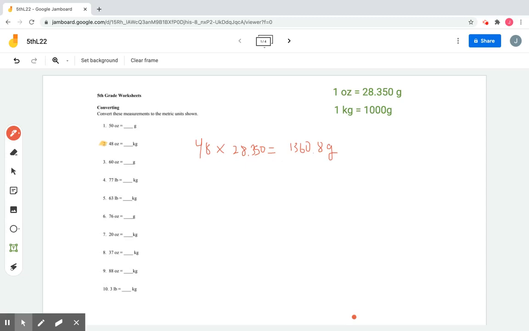So now we have grams. So we're going to divide this by 1,000. The reason we divide this by 1,000 is because 1 kilogram is equal to 1,000 grams. So when you want to convert grams to kilograms, you have to divide by 1,000. And when you want to convert kilograms to grams, you have to multiply by 1,000. And in this case, we're going to convert grams to kilograms. So I'm dividing it by 1,000.